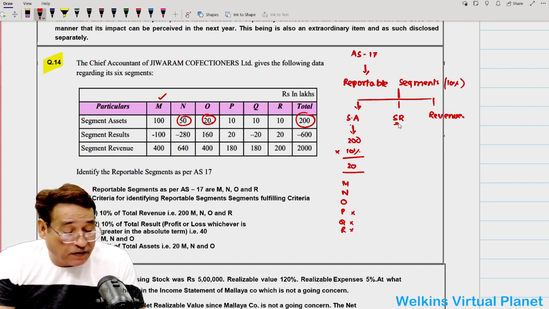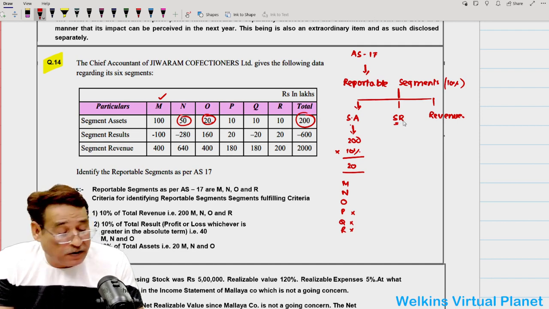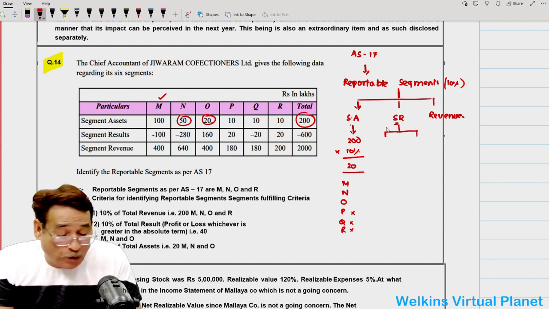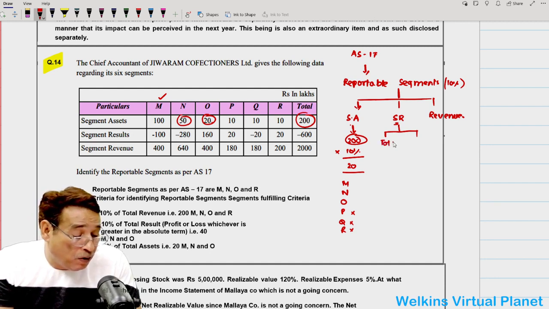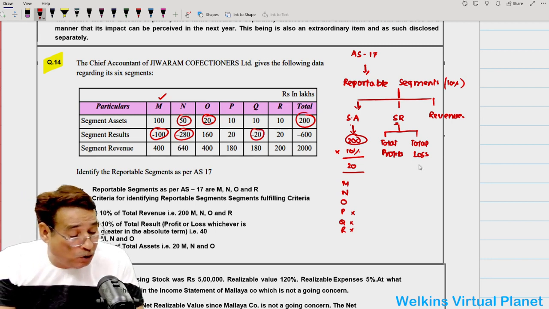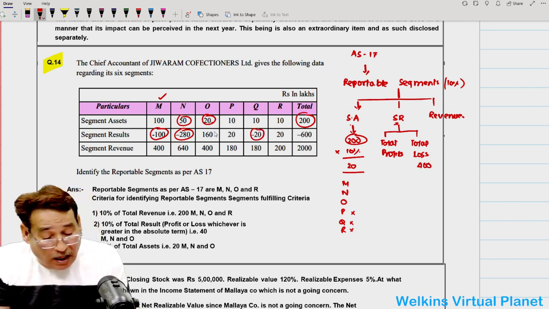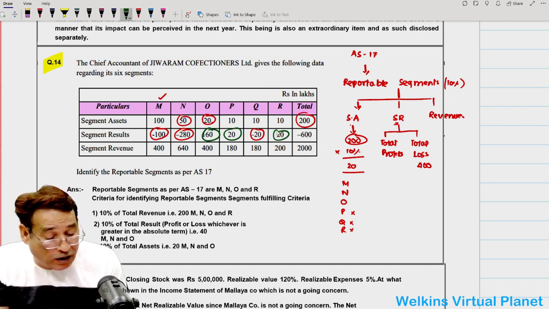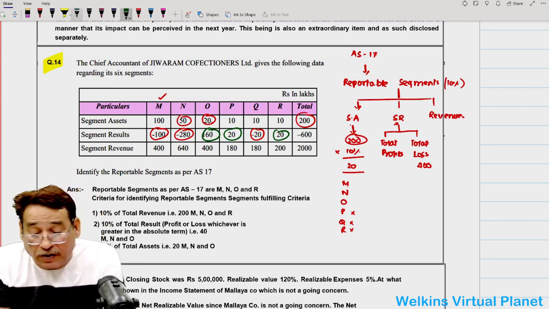Now we take the segment result criteria. In case of segment result, as you earlier computed total assets, you now compute total profits and total loss separately. See here, the losses are minus 100, minus 280, minus 20, so total loss is equal to 400. And if I compute total profits, 160, 20 and 20, that is 180 plus 20, which is equal to 200. Total profits is equal to 200.